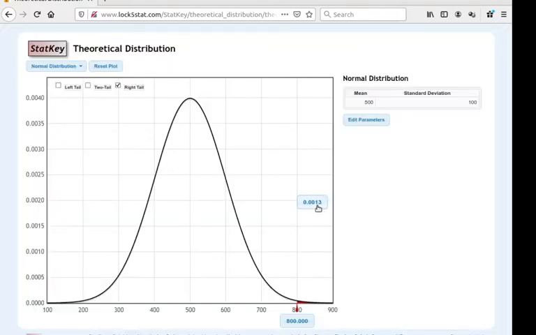It's about 1/10 of 1%. So you can see why they don't give you scores higher than 800, because almost nobody gets up there, so they don't feel comfortable saying that they can tell the difference between an 810 and an 820.